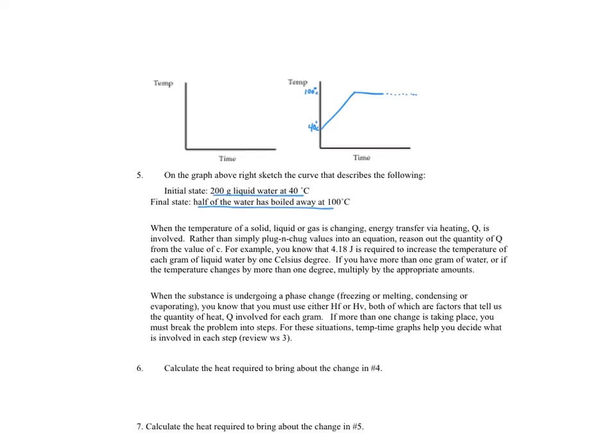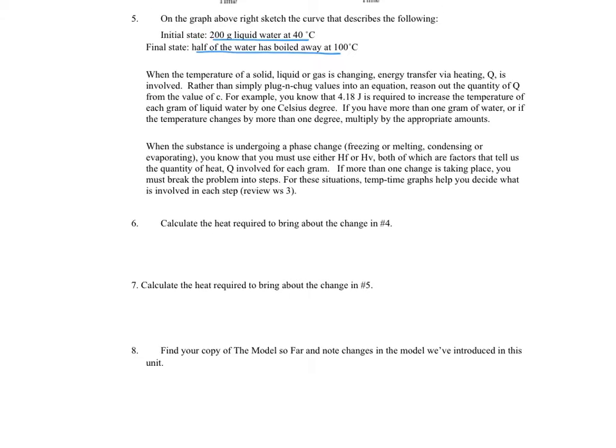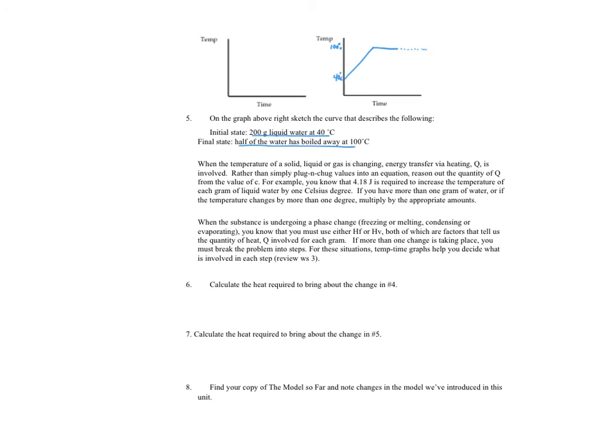Let's go on to the next calculation question. Calculate the amount of energy required to bring about the change in number 4. So in number 4, remember our graph looked like this. We had -10. It increased in temperature until 0 degrees Celsius, and then it melted. And our amount of ice was 150 grams of ice.